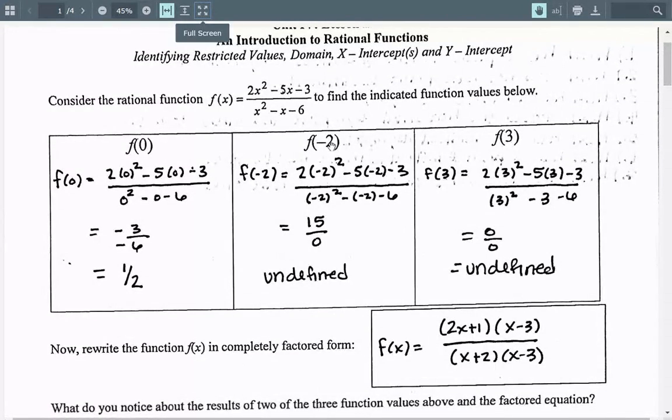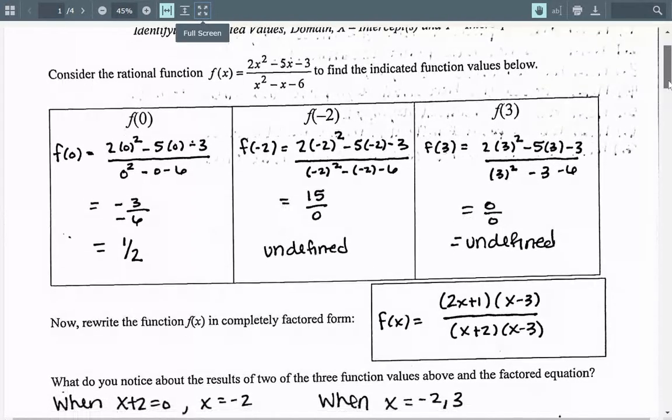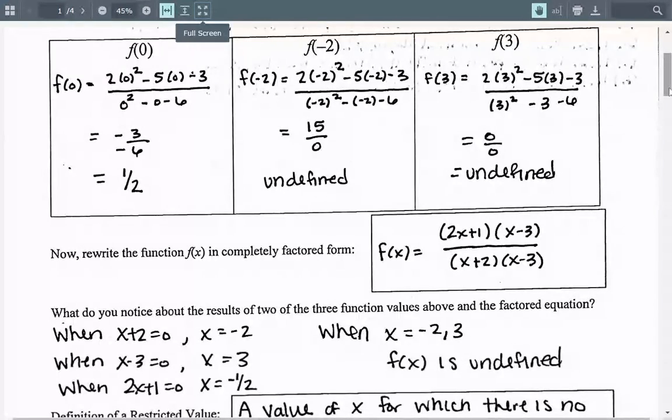So again, -2 and 3 were just given to us, but how do we find them? Well, we find them when we look at the factored form of the rational function. So here we have the same f of x function, but the numerator is factored and so is the denominator. So what do you notice about the results of 2 of the 3 function values above and the factored equations? Well, we notice that we got undefined when x was -2 and when x was equal to 3. So let's look at how that equates here.